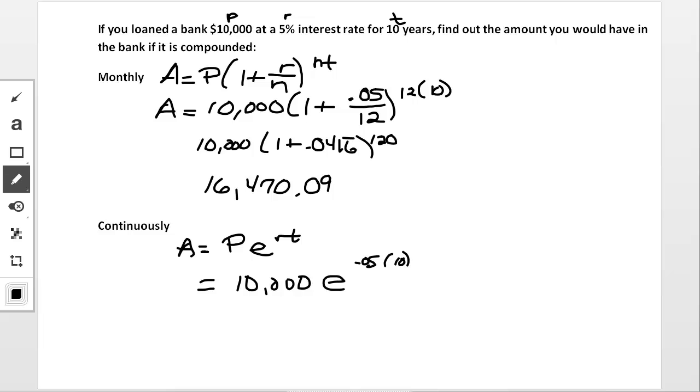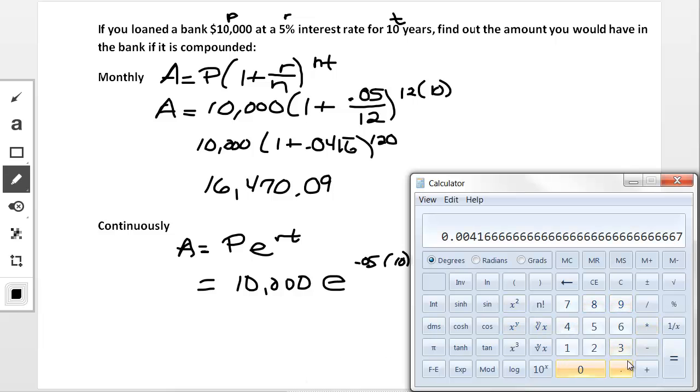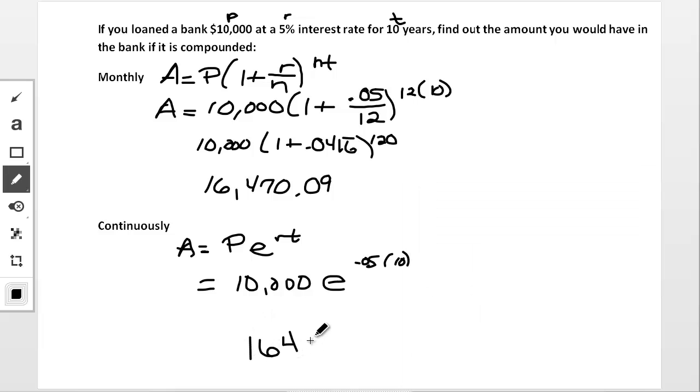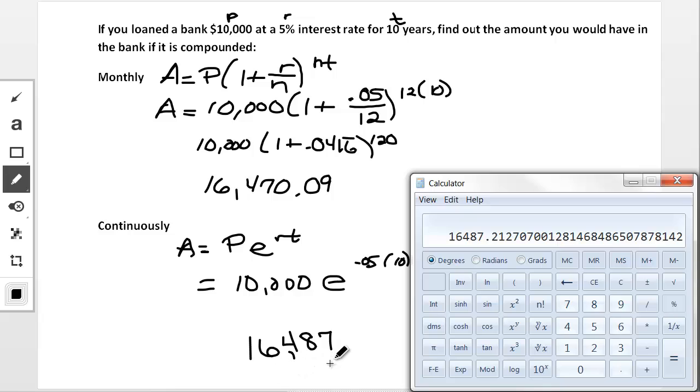So we'll pull up our handy calculator once again. 0.05 times 10, it's an easy number, 5/100ths, 5/10ths, and we will take e to that power, so we need the inverse here of the natural log. We need e to the 5/10ths, and we're going to take that value times 10,000. $16,487 and 21 cents.